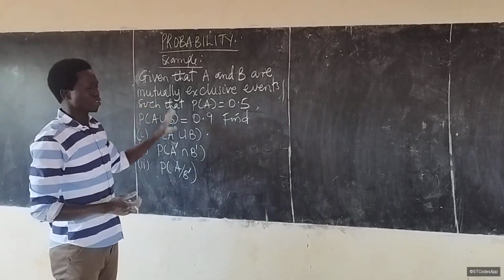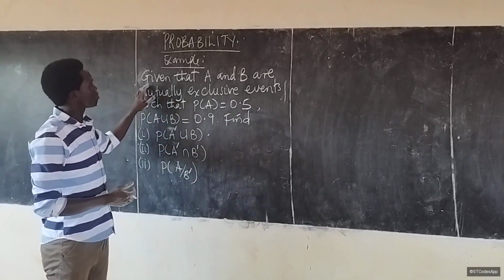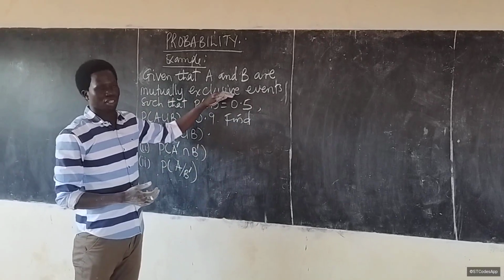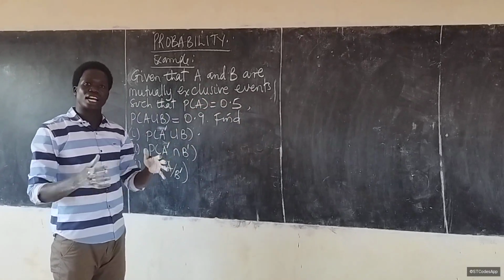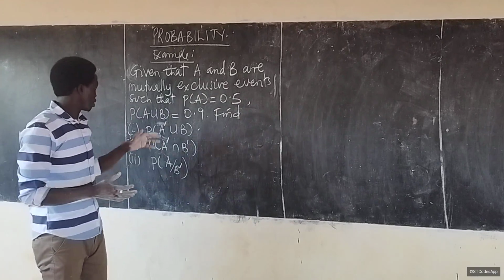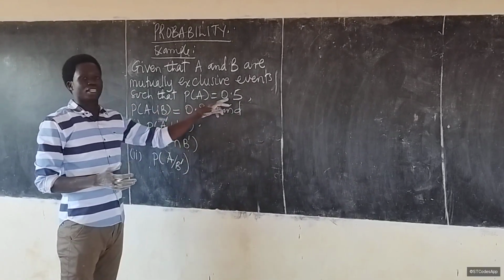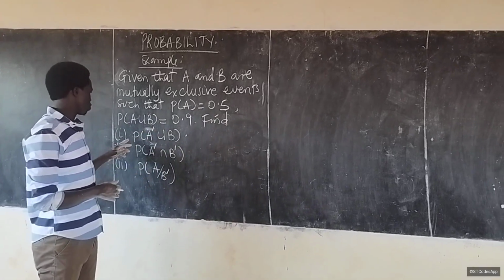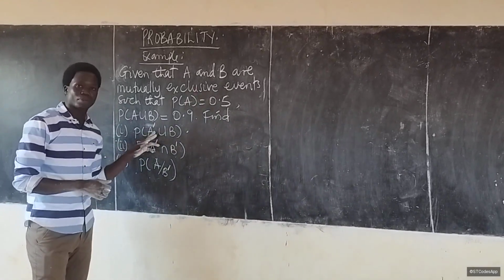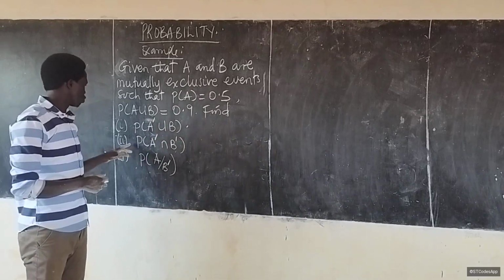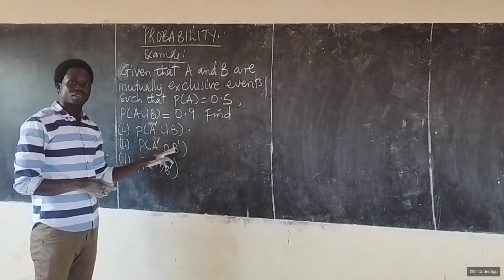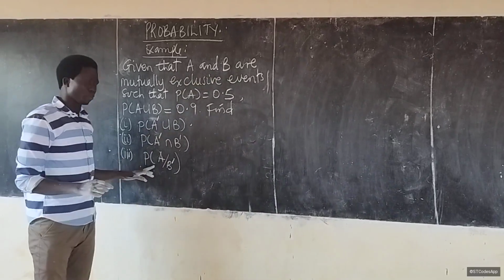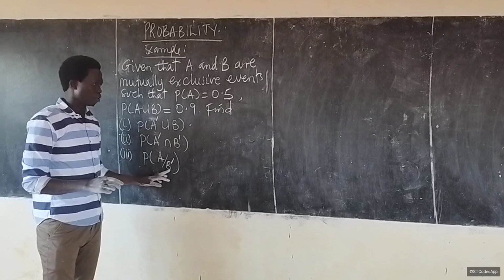Let us look at this simple probability. Given that A and B are mutually exclusive events, such that the probability of A is 0.5, and the probability of A union B is 0.9. We're supposed to find: Roman 1, the probability of A complement union B. Roman 2, the probability of A complement intersecting B complement. Roman 3, the probability of A given B complement.